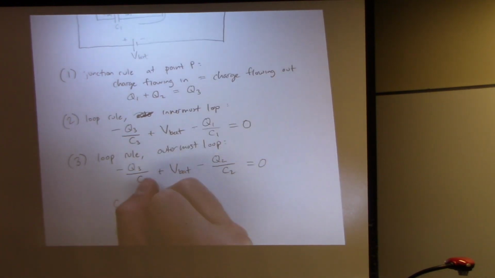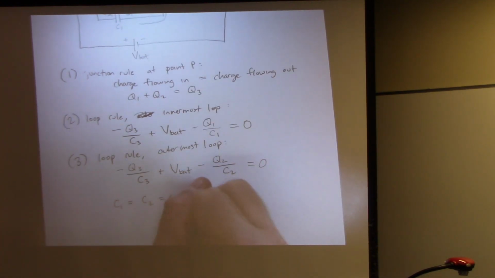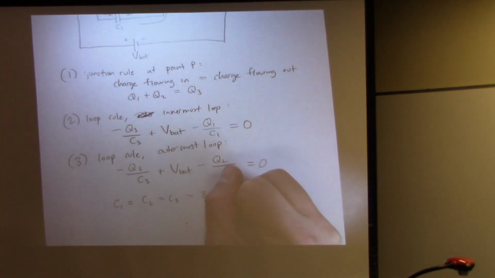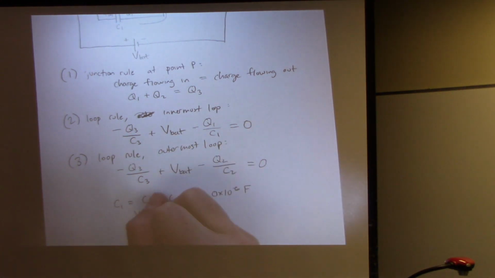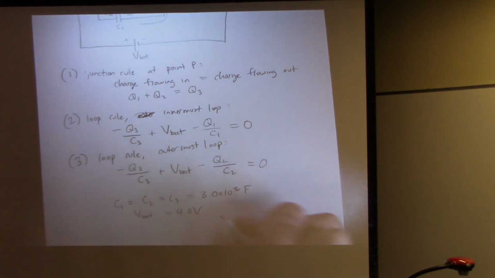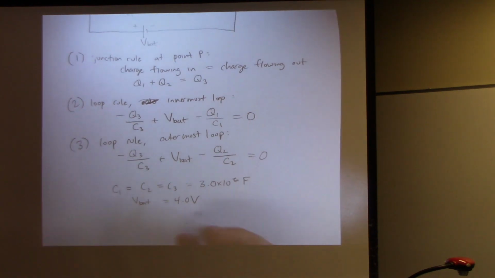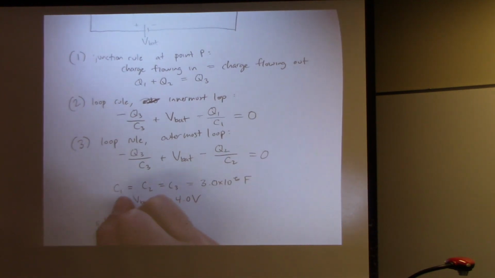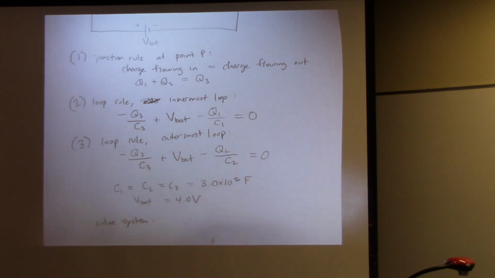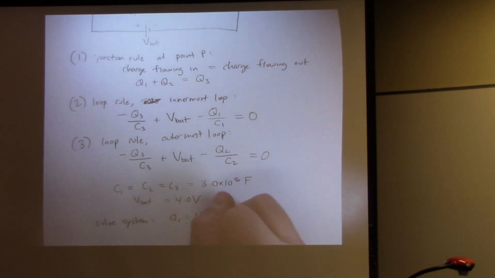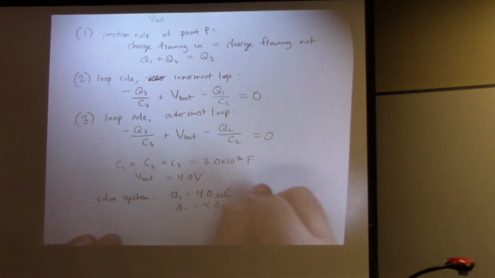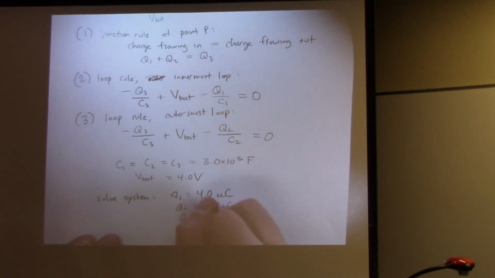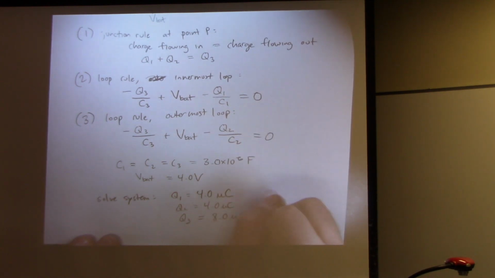So plug in the values. C1, C2, and C3 are all the same. Those were all 3 times 10 to the minus 6 farads. Our battery voltage was 4 volts. So I'm not going to go through the algebra here, but if you work it out, you solve the system, you're going to get Q1 equals 4 microcoulombs. Then you're going to get Q2 is also equal to 4 microcoulombs. And then finally you're going to get Q3 is equal to 8 microcoulombs.